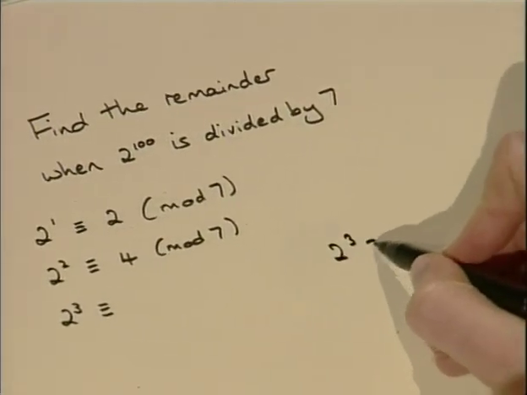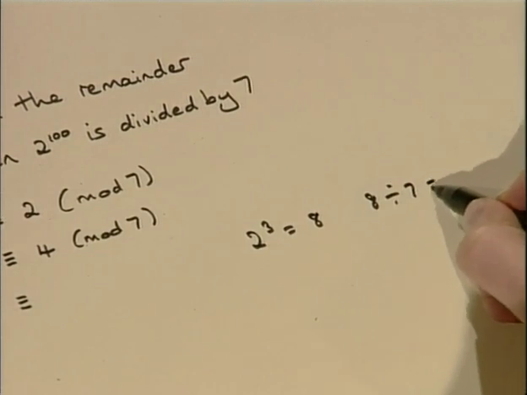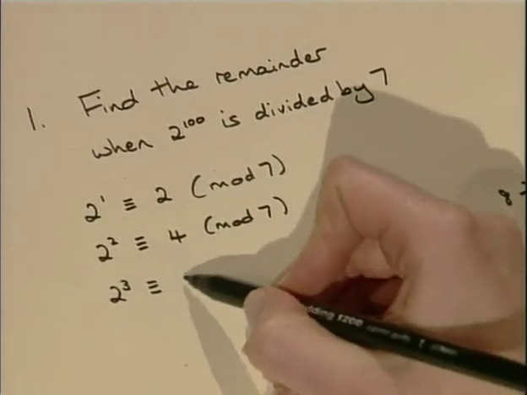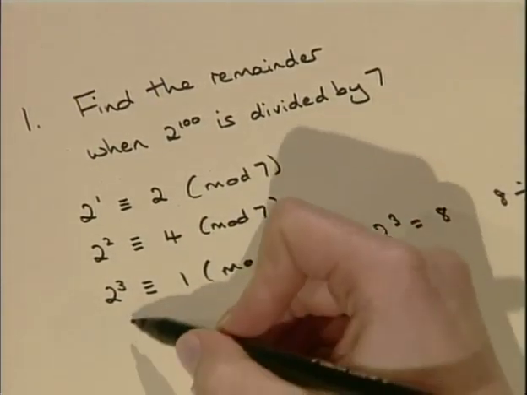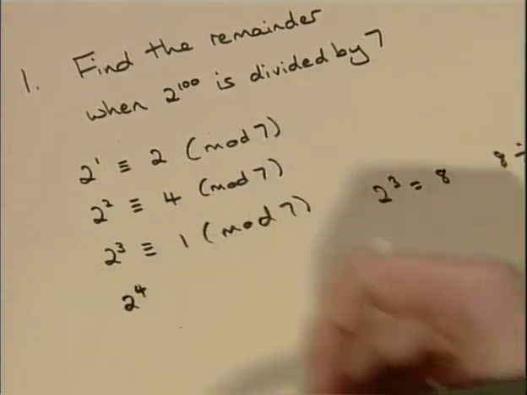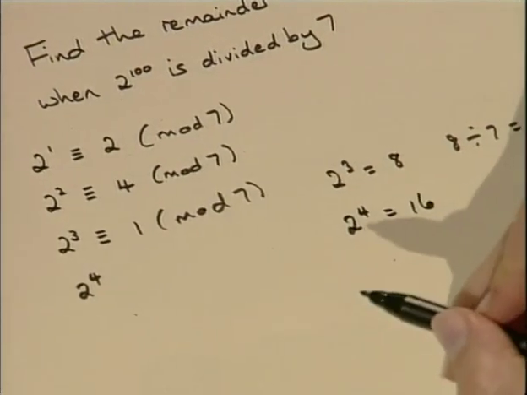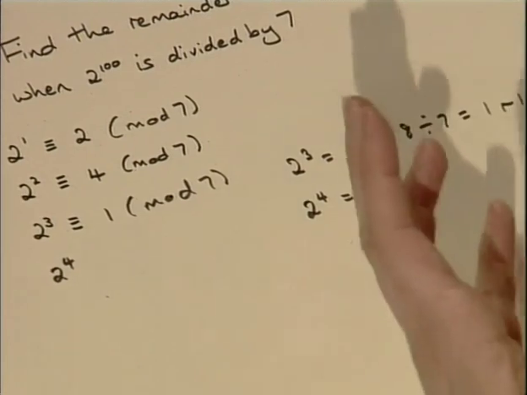What about 2 cubed? Well, 2 cubed equals 8. And 8 divided by 7, well, that's 1 with a remainder of 1. And it's the remainders we're interested in. So 2 cubed is congruent to 1 modulo 7. What about 2 to the power 4? Well, I could do that one of two ways. I could either say 2 to the power 4, well, that's 16. Divide 16 by 7, I get 2, remainder 2, so my answer would be 2.